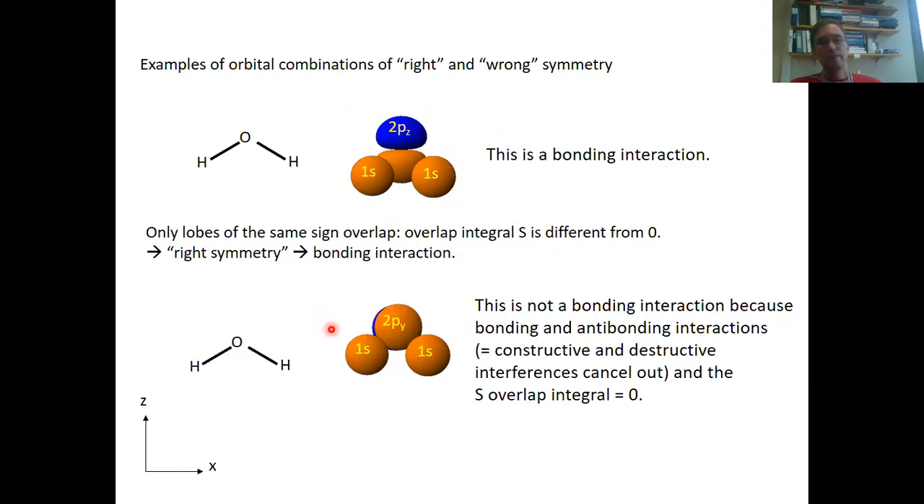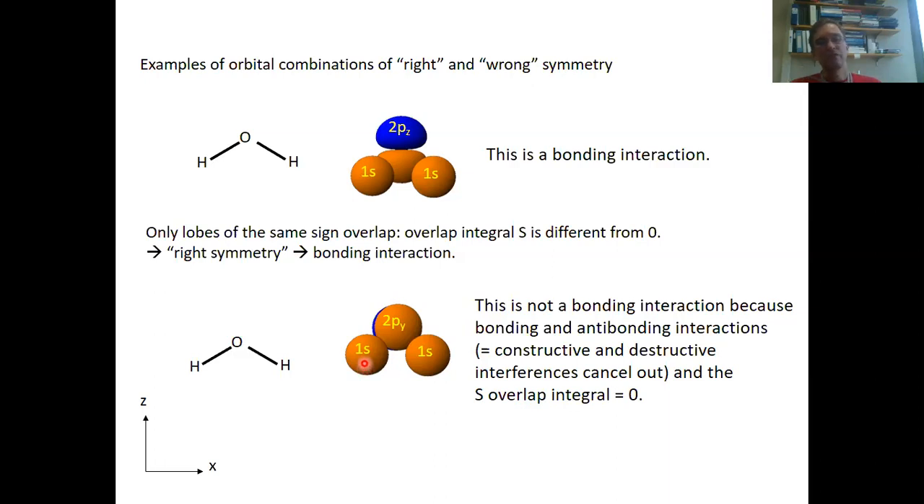Okay, so here we have another example in which we now look at the interaction of the 2py orbital of the oxygen with the 1s orbitals. Now the py orbital points into the board plane. So that orange lobe of the py orbital is in front of the board plane, and the blue lobe is behind the board plane. The two 1s orbitals here are within the board plane, so basically half of them is behind the board plane and the other half is in front of the board plane.